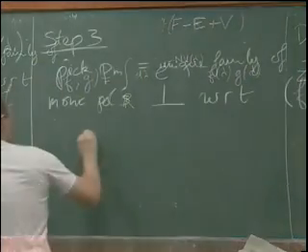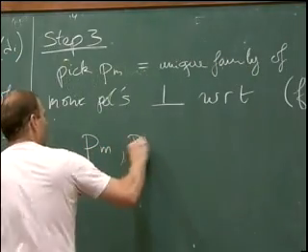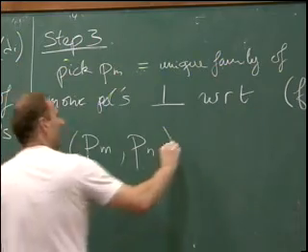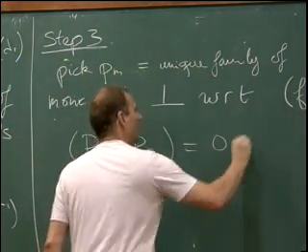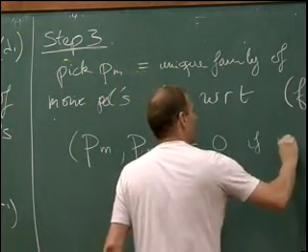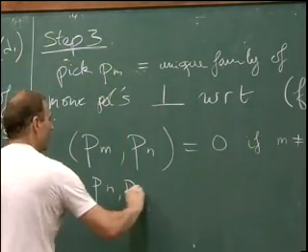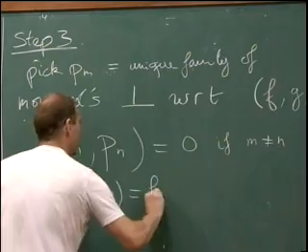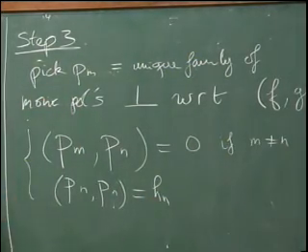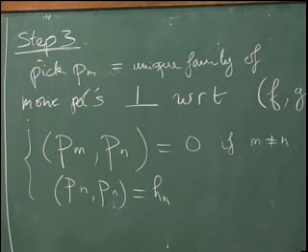So maybe basically such that (P_m, P_n) is equal to 0 if m is not equal to n. And then you give a name to the norms. Let's call them h_n. Okay? All right, so once you've done that, we're almost done.